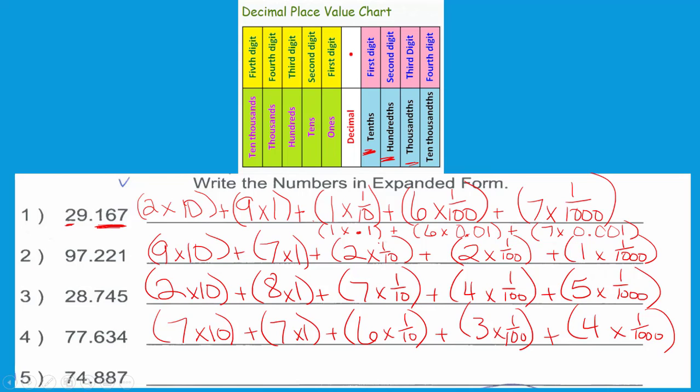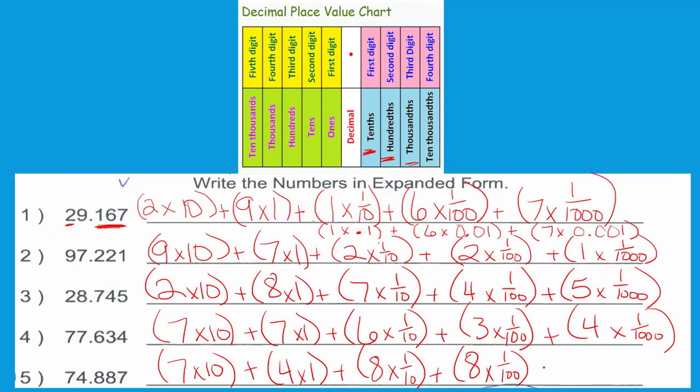Number 5, the 7 is in the tens spot. 4 is in the ones spot. The first 8 is in the tenths spot. The second 8 is in the hundredths spot. And the 7 is in the thousandths spot. So this is how we would write these decimals in expanded form. Remember, expanded means that we are stretching it out and showing which digit is in which spot.